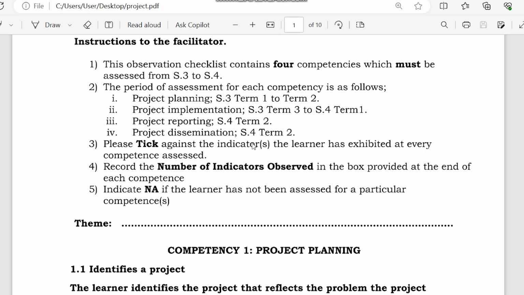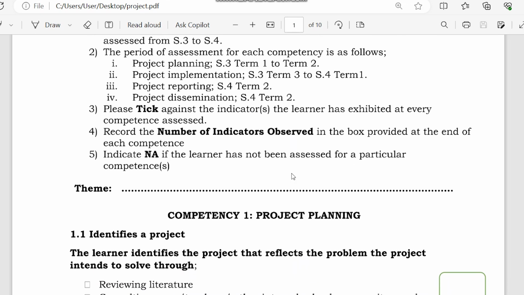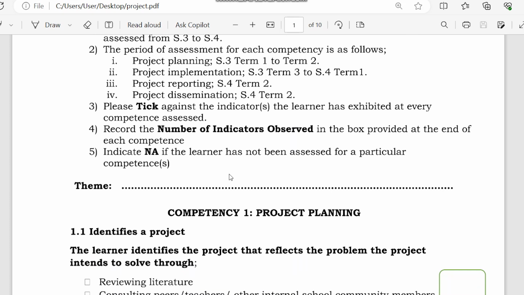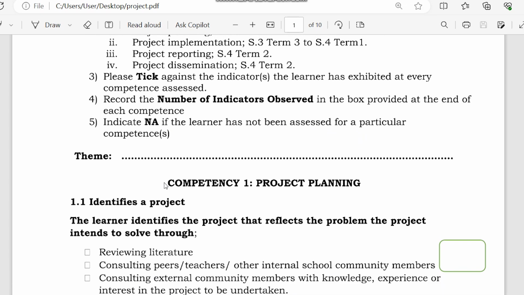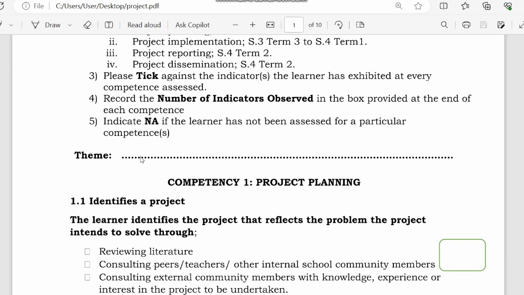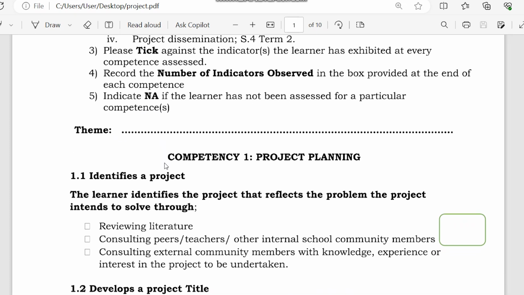So you are supposed to indicate or tick accordingly. When we go down, you see, and then record the number of indicators observed. There are places where there is nothing that has been displayed or you're not ticking. So in such places you may indicate NA if the learner has not been assessed for a particular competence. Now, the first thing that is supposed to be put on this project checklist after filling up the particulars of the student is the theme. Like I put it in the disclaimer, I have chosen a random theme, not from UNEV, but chosen to use it to guide in this project here.